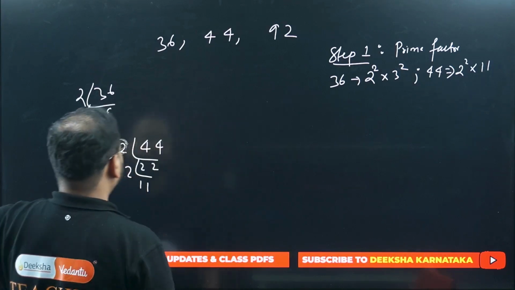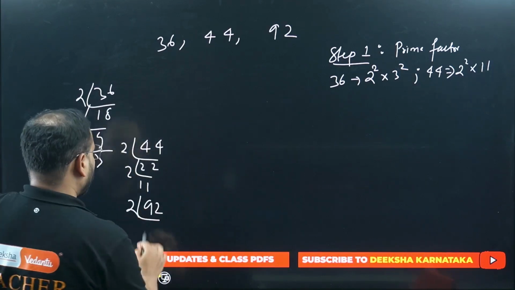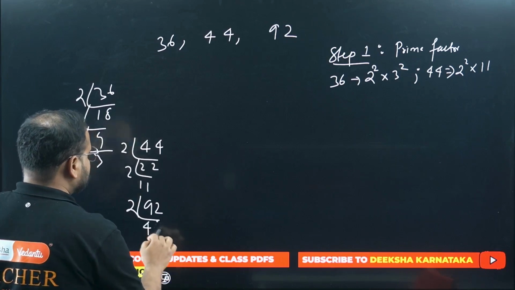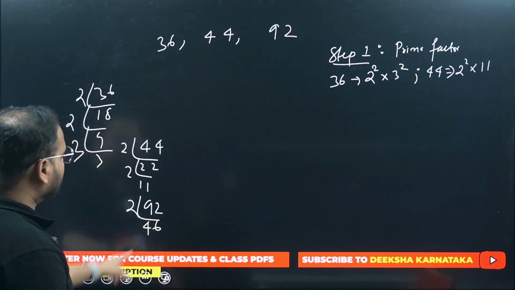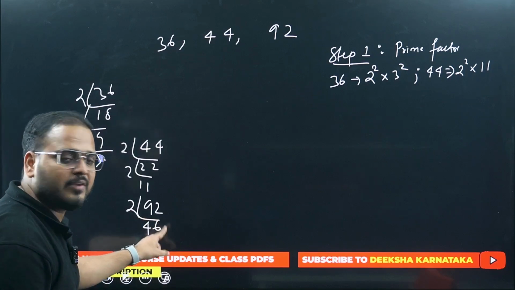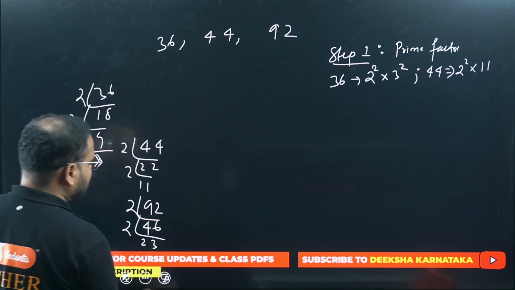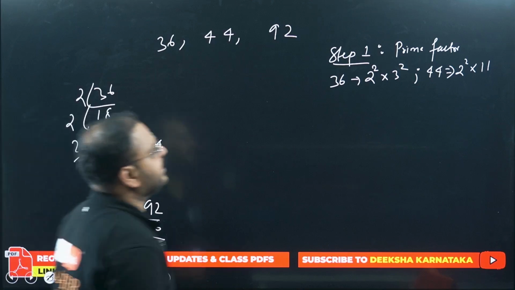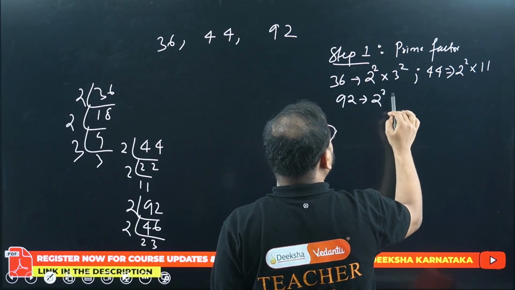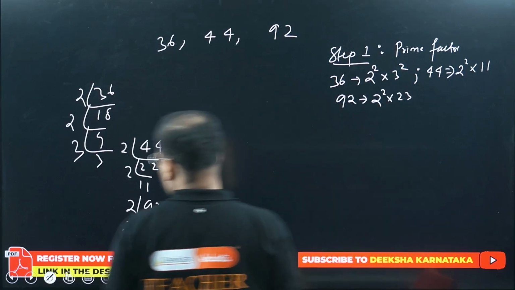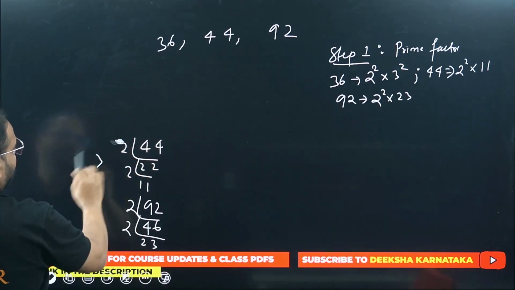What about 92? Please have a look at 92. 2 times 46. Correct, right? 46 times 2 is 92. Then 46 is 2 times 23. Please have a look, 2 2s are 4, 2 23s are 46. What I get is 92 is nothing but 2 square times 23. Okay. Alright. Let me erase this now.